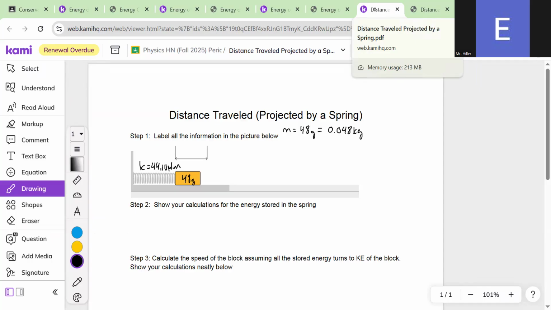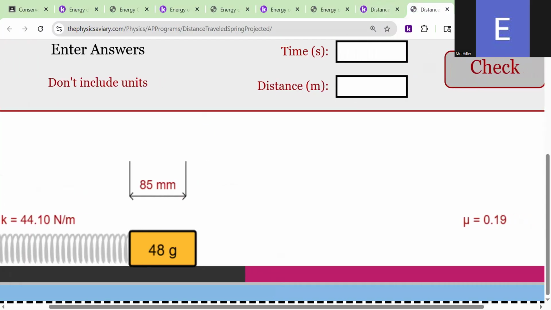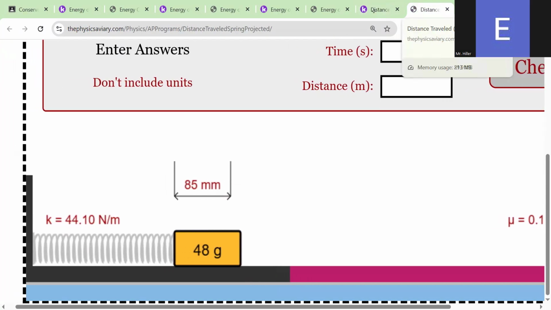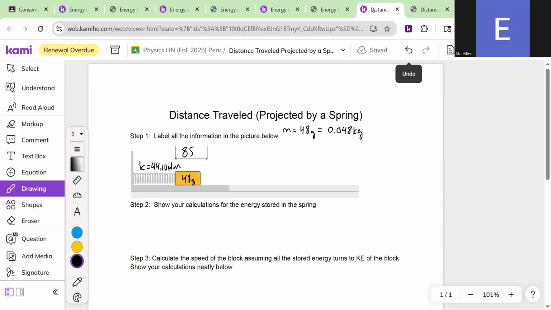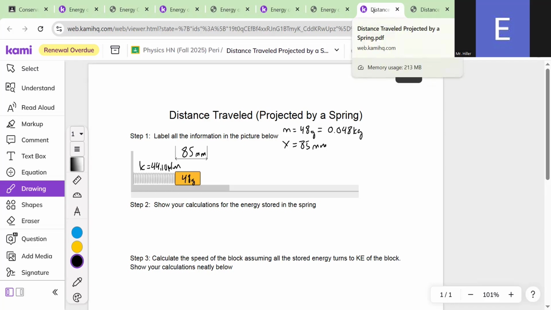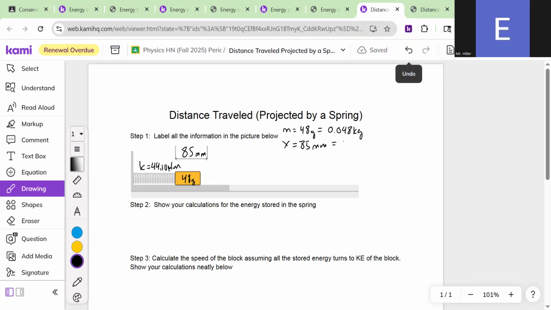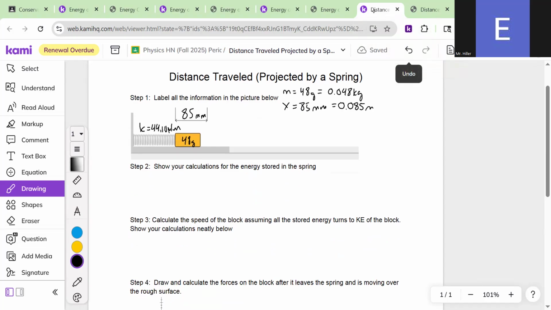And then you're going to get your compression distance. Mine is 85 millimeters. That means that's going to be X. Remember to go from millimeters to meters, you got to go up 3 stairs. That moves the decimal 3 places to the left, or 0.085 meters. So just take a second to change all of your stuff into kilograms and meters, and you'll be good to go. So show the calculations for the energy stored in the spring.